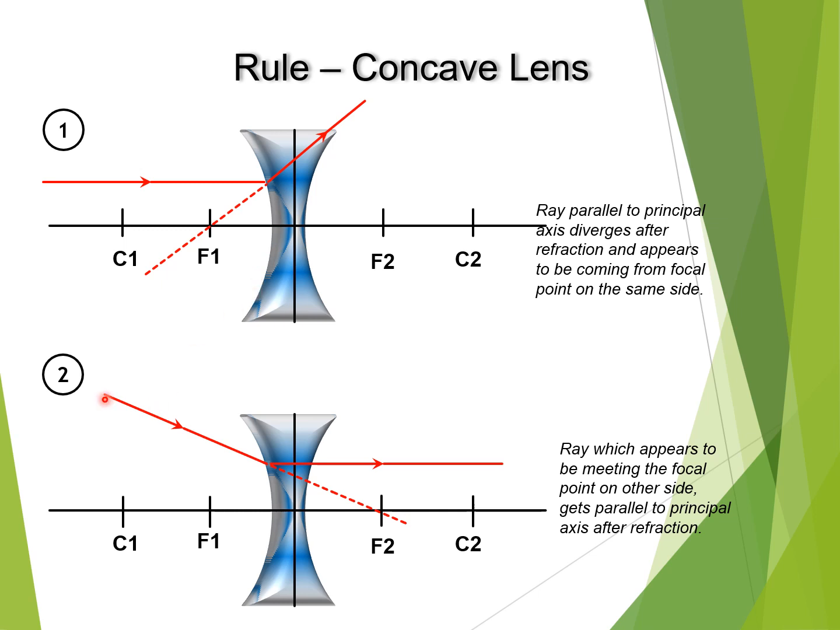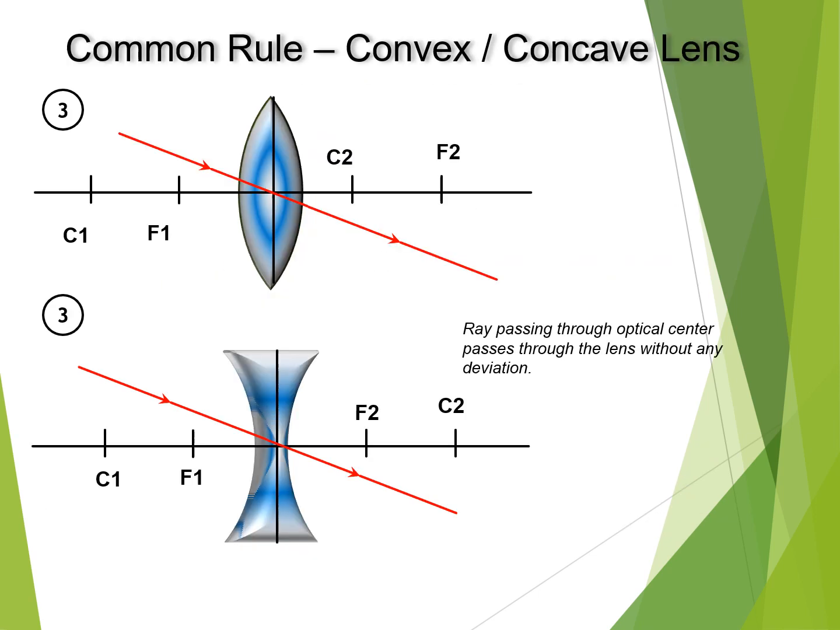And the second rule is that a light ray which appears to be going towards the focus of the concave lens becomes parallel to the main axis after refraction. So these are the two rules for the concave lens also.